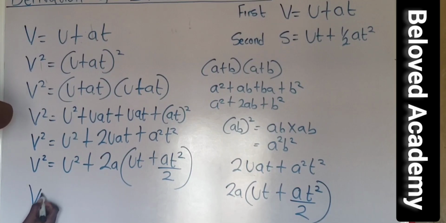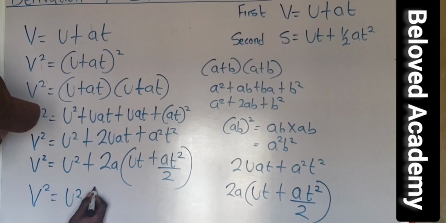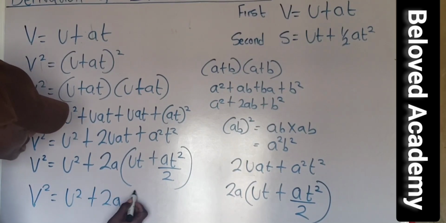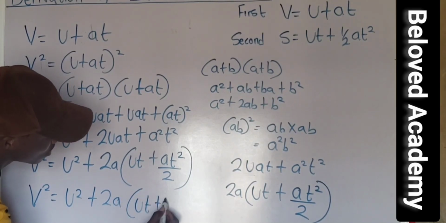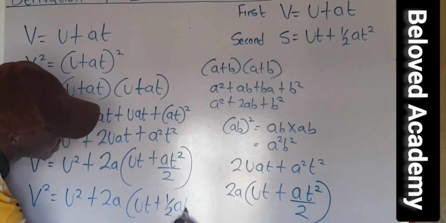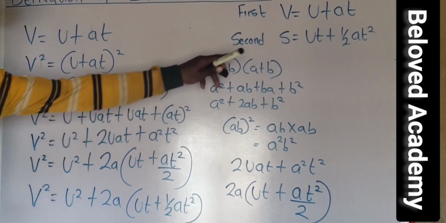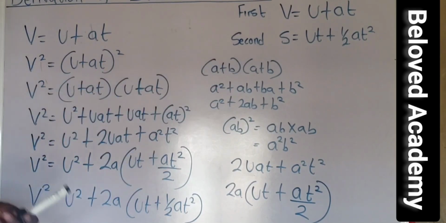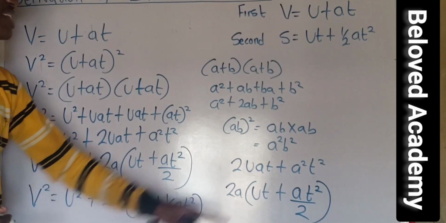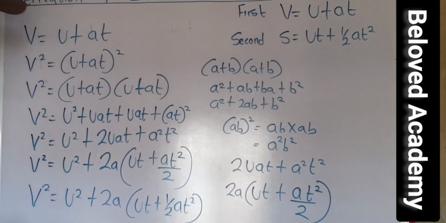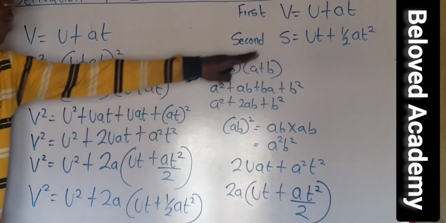This can be written as v squared is equal to u squared plus 2a into bracket ut plus 1 over 2 at squared. Don't forget, we've learned this when we were deriving the second equation of motion. Now, from the second equation of motion, ut plus 1 over 2 at squared is what? s. So I can substitute this as the value of s.